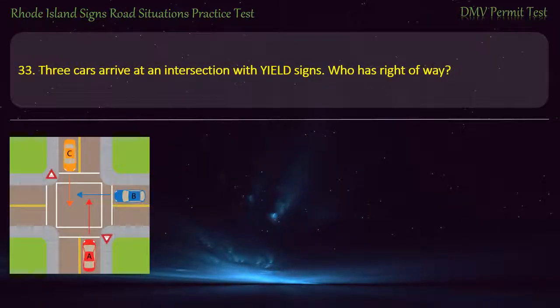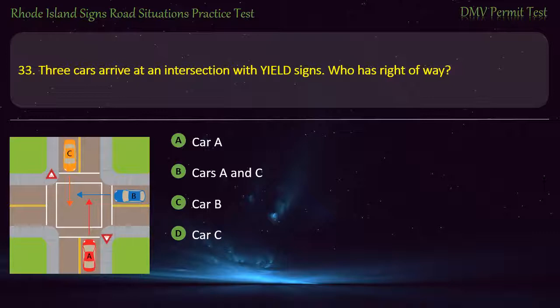Question 33. Three cars arrive at an intersection with yield signs. Who has right of way? Car A. Cars A and C. Car B. Car C. Answer. Car B.